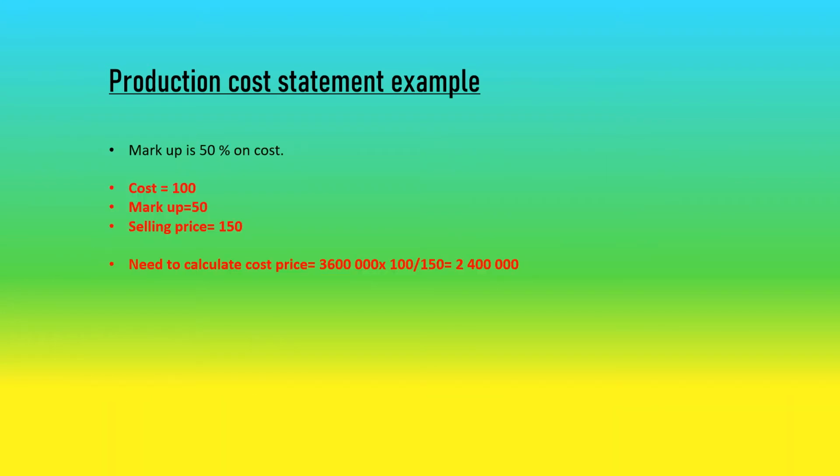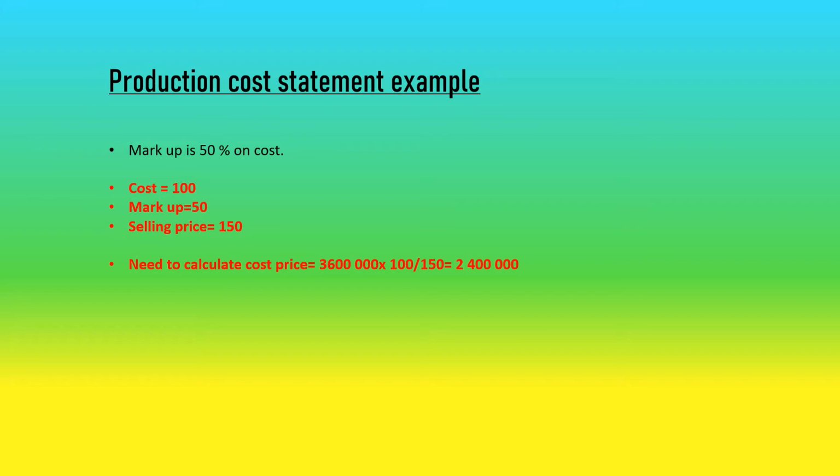And lastly, they tell us that markup is 50% on cost. Because it's 50% on cost, it makes cost our base price, and thus cost is equal to 100%. So we get a markup of 50%, right? And then our selling price equals 150%. That's how we get 150%, by adding the 100% plus the 50%. Now we need to calculate our cost price because we need to use the cost price in our income statement. They've already given us our selling price. Now we need the cost price.